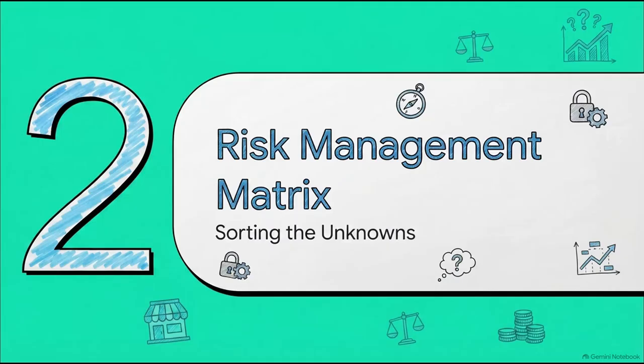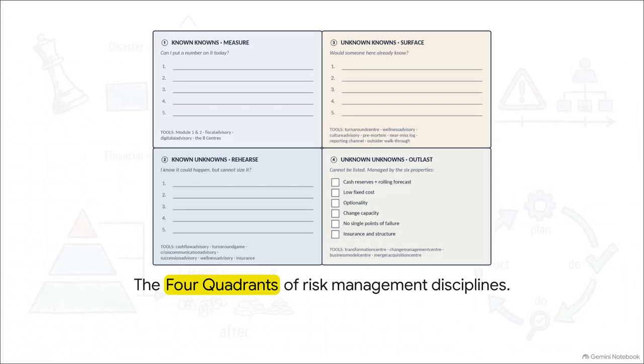Section 2. The risk management matrix, sorting the unknowns. So how do we intervene early? Well, we use this 2x2 framework popularized by Donald Rumsfeld back in 2002, and we turned it into a complete diagnostic powerhouse. This matrix sorts your risks into 4 distinct quadrants, and each one demands a totally different treatment.